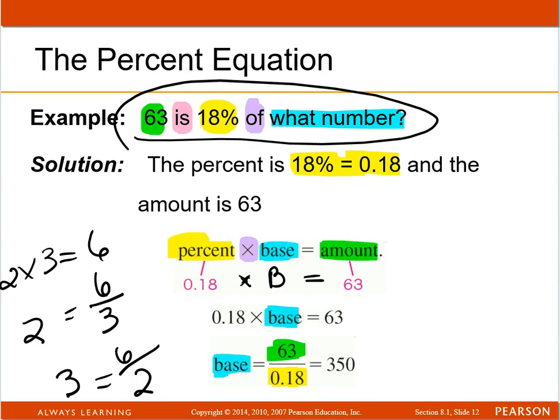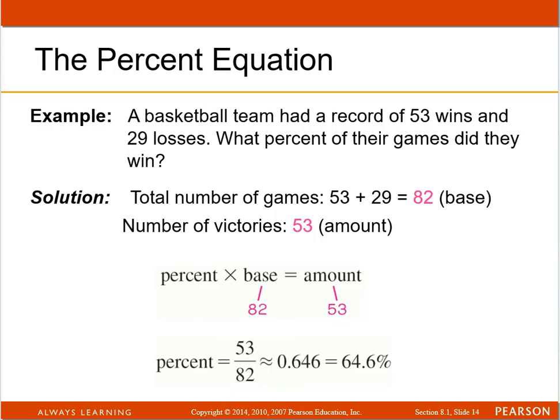All right? Which brings me to a word problem. A basketball team had a record of 53 wins and 29 losses. The question is, what percent of their games did they win? I know they played 53 games in which they won and 29 games in which they lost. So they played 82 total games.